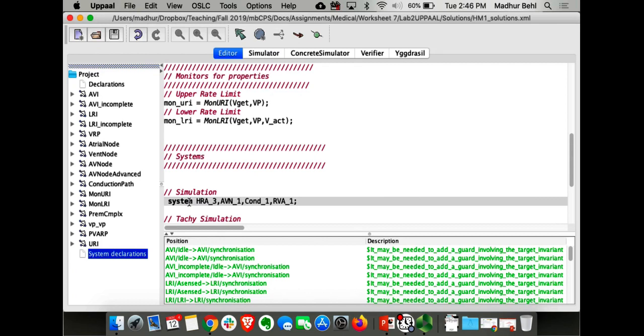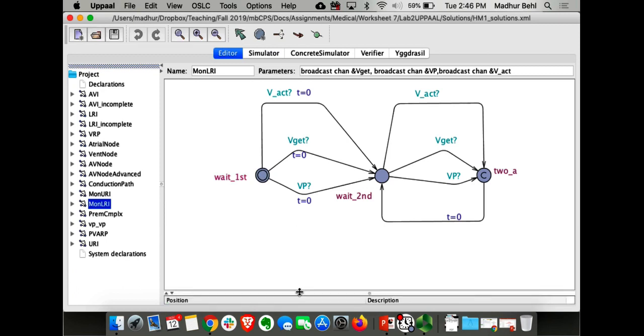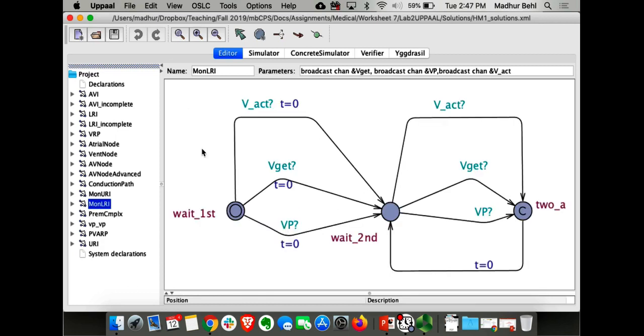Okay, so let me show you something of a different flavor that you may not have seen before, but that would be the first building block of our pacemaker. So here in your homework as well, there should be already included a template called MON-LRI, or monitor LRI. So can someone remind me, if someone remembers in the pacemaker study, what was LRI, or lower rate interval? Let's see if you can recall. Anyone remembers?